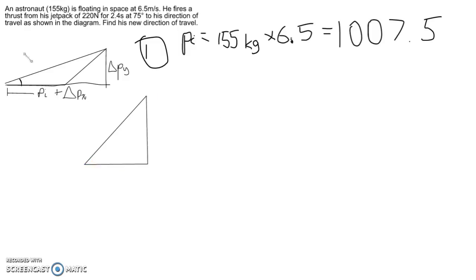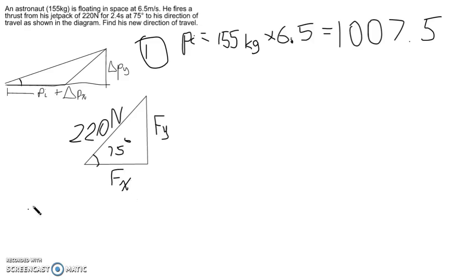Good enough, that's pretty good. So it's at 75 degrees, and we have the hypotenuse. So it's 220 newtons, right? How do we work this? Well, we just use trigonometry, our good friend in physics.